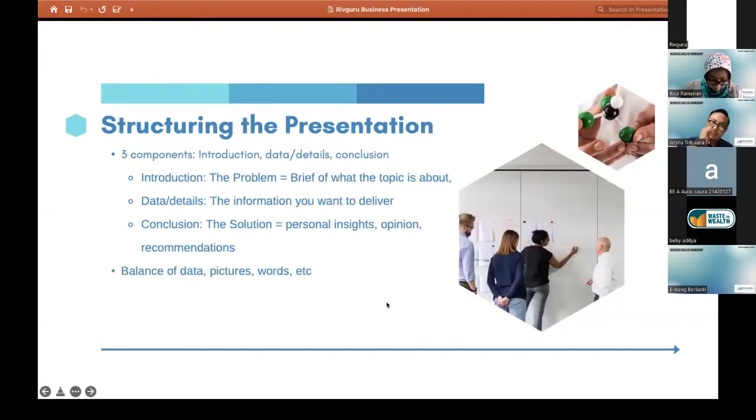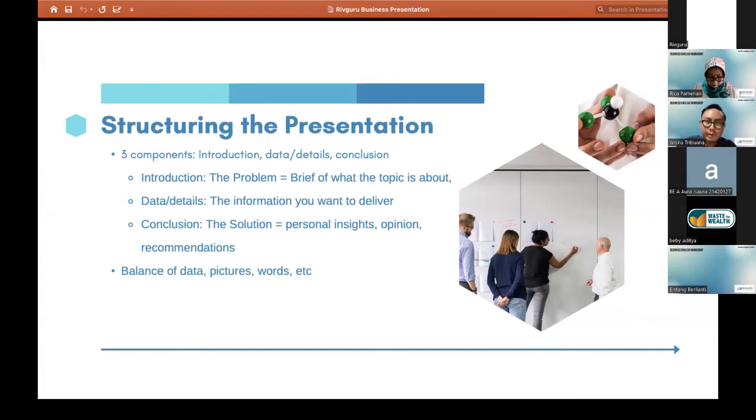Okay. So second, structuring the presentation. When you're structuring your slides, please keep in mind that there are three components, okay? You have your introduction, and then you have your data and the details, and then you have your conclusion. So just picture a hamburger. Introduction is the top bun, data and details are the meat, and conclusion is the bottom bun, yeah?